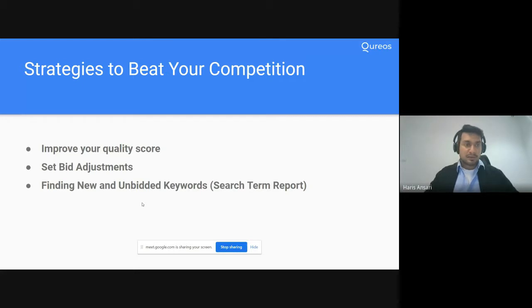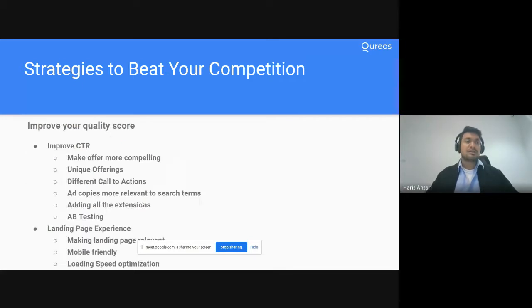So let's jump into the first point, which is improve your quality score. How can we improve our quality score? We all know the importance of quality score. Only increasing the bid won't help us in getting our results on the top. So in order to beat our competition, we need to have a strong quality score, 10 ideally, because it's 1 out of 10, 10 being the best, and that we can do is by improving CTR.